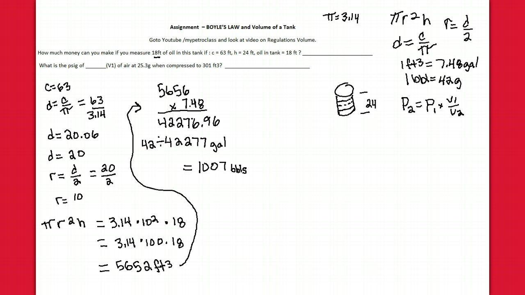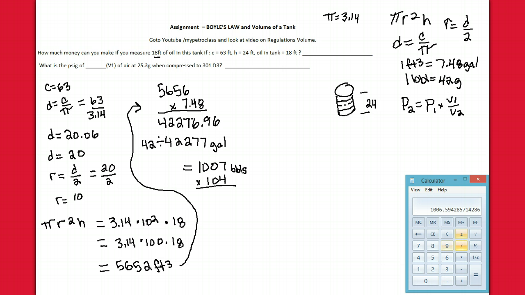Now, the price of oil has been fluctuating this week, but we'll stop at 104 a barrel. So what do we have to do? For every barrel, we have $104. So we have to multiply this by 104. That's going to give us 104,685.86.